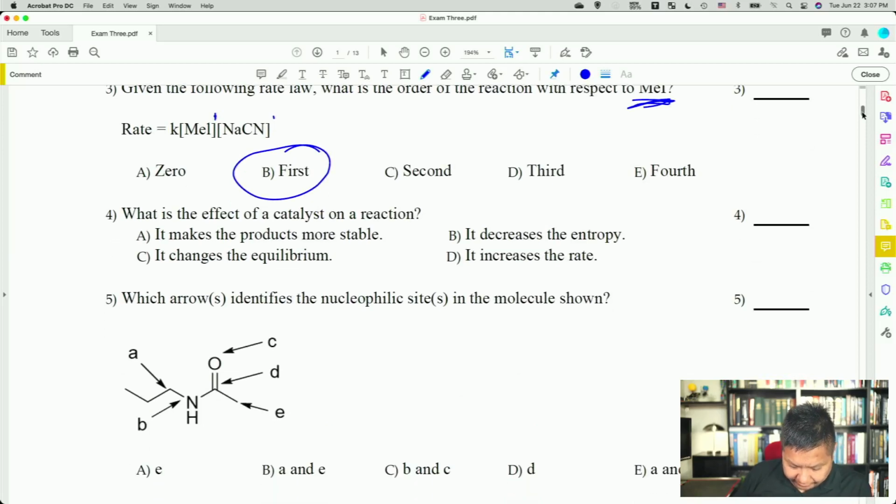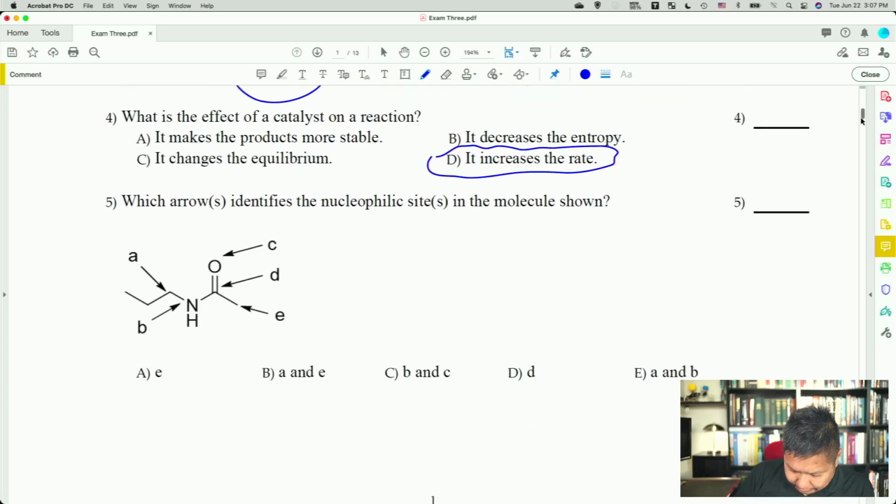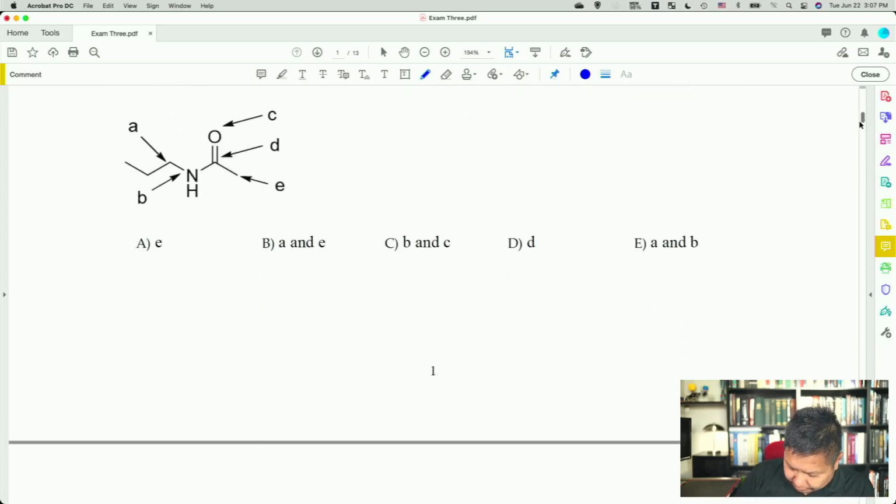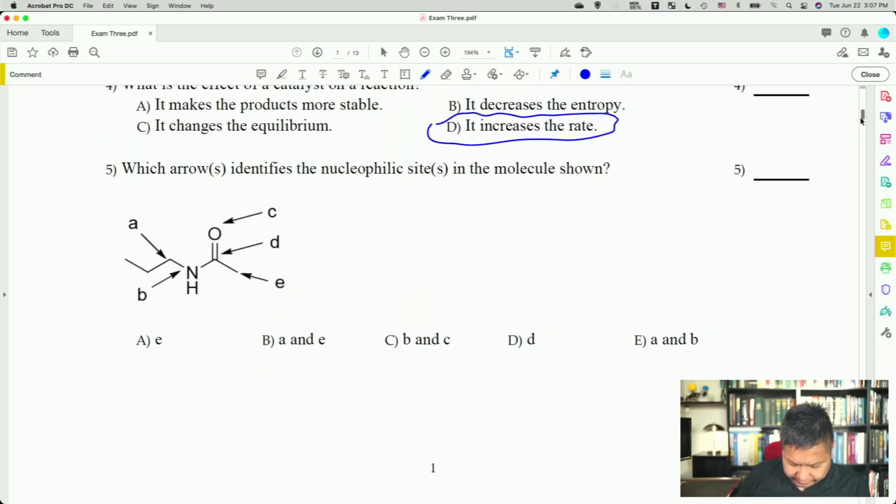What is the effect of a catalyst on a reaction? It increases the rate. That's D. And then, which arrows indicate a nucleophile or nucleophilic sites? Well, you have electrons there on the nitrogen, so that can be a nucleophile, and you also have the lone pairs of electrons up there on the carbonyl oxygen. So the answer there would be B and C.